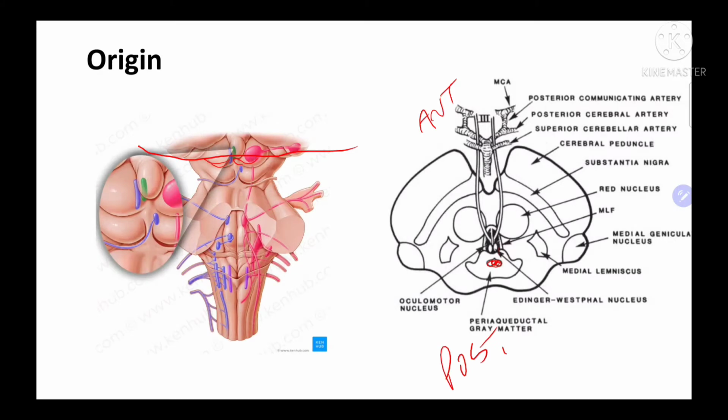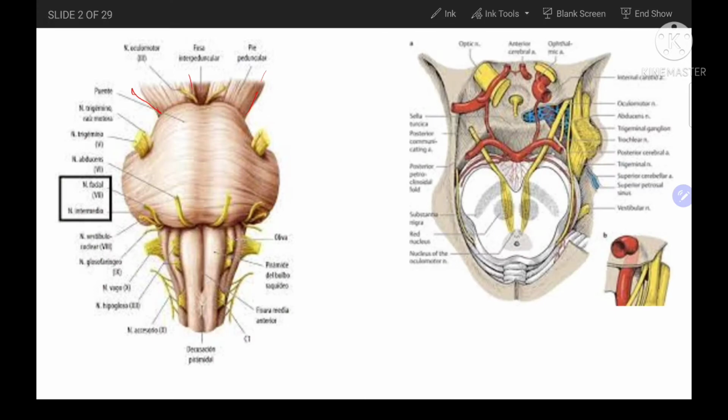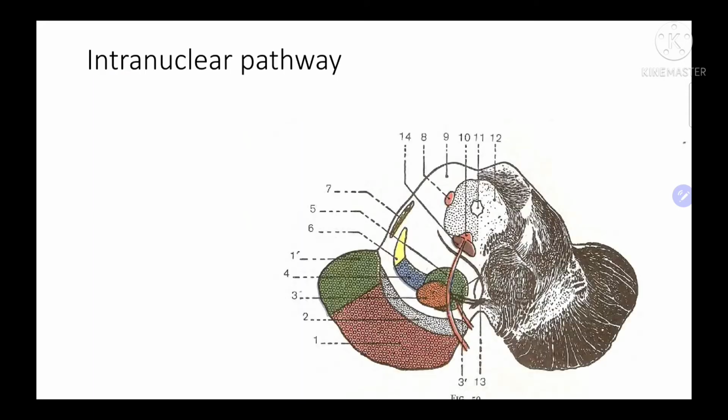Okay, so, and then we're gonna talk about the trajectory, okay, the pathway. Now we already know where is the real origin of this nerve. Again we can see here the midbrain, the cut, and you're gonna see all the structures this nerve cross. So about the pathway, we're gonna have 2. One is the intranuclear pathway and the other one is the extranuclear pathway. First, let's talk about the intranuclear. What happened in the beginning?